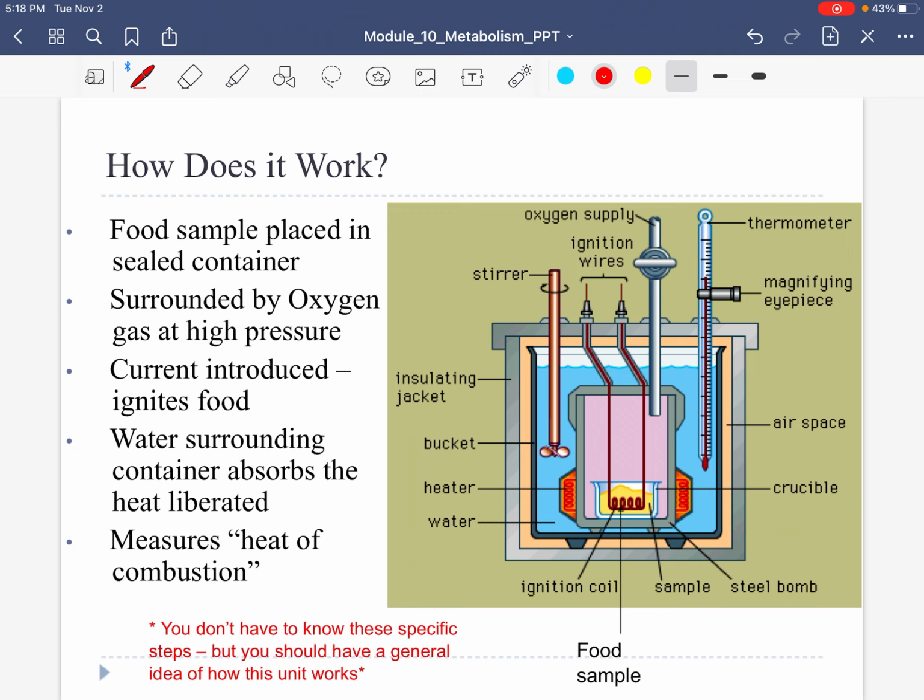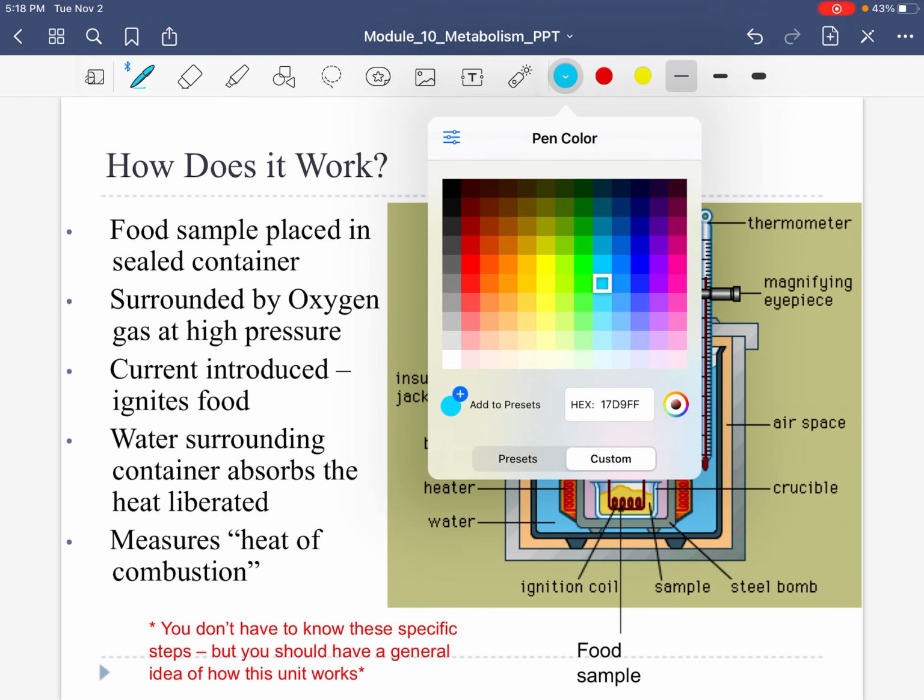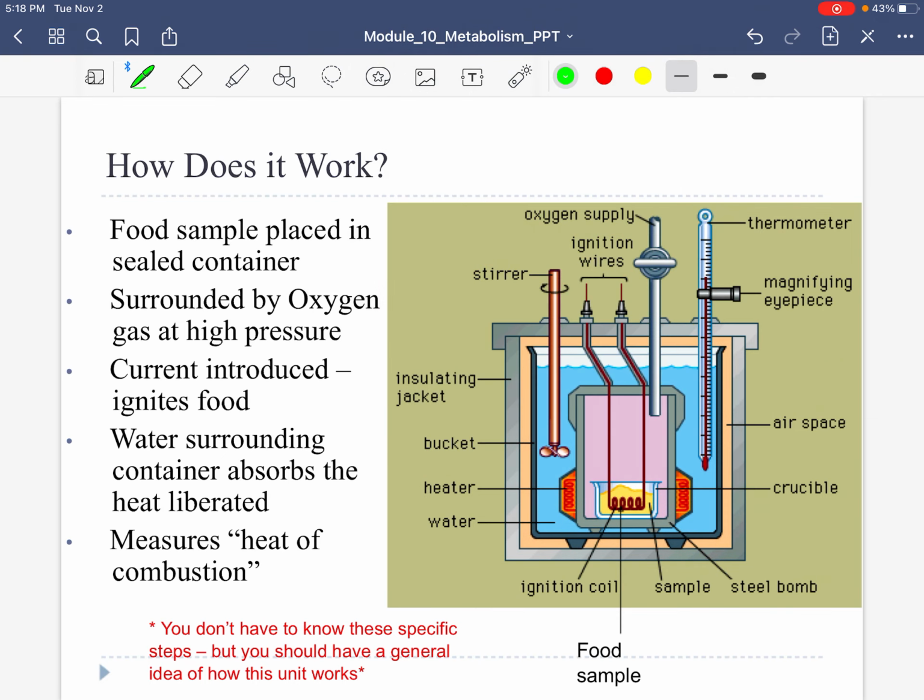And what happens is you have this box. Our box is probably 18 inches by 18 inches. It sits on the top of a counter. You put the food sample in this sealed chamber, or maybe I should say sealed vessel. So you put the food sample, this yellow thing is supposed to be the food sample, the yellow blob.